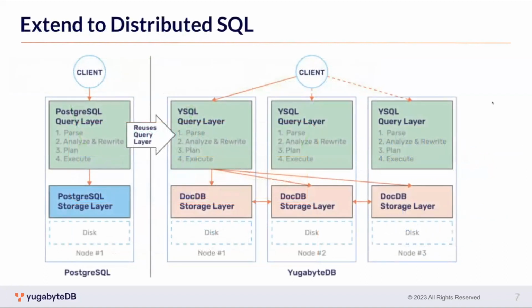So a bit more on the Postgres layer, because I think it's important. On the left, this is common Postgres. You have the query layer and the Postgres storage layer. It's kind of monolithic within one node. In YugabyteDB, we basically reuse the query layer. We use the same code. Of course, there is a bit of change to support a different storage layer, but this is the same code.